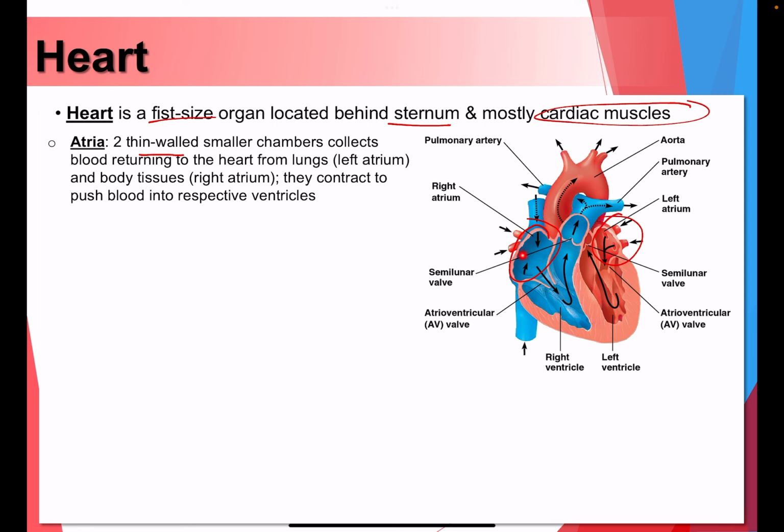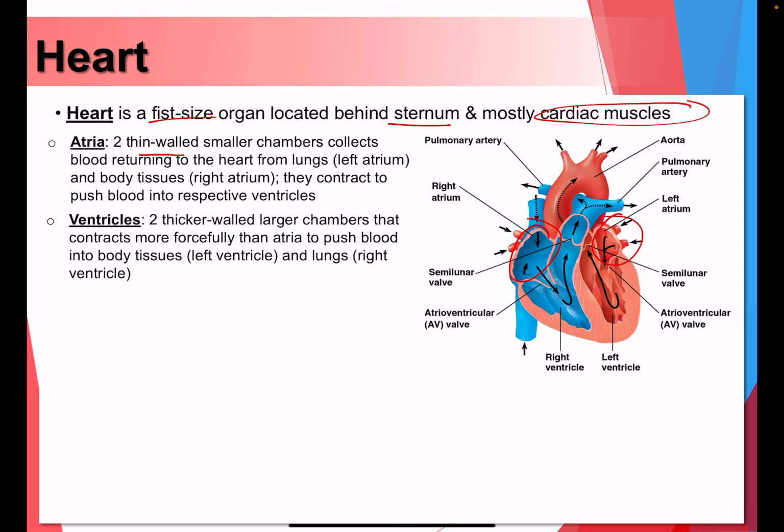So right atrium will go down to right ventricle. It can't cross over to left ventricle. That's a big problem if that's the case. So it goes right atrium, goes straight into right ventricle. Left atrium goes straight into your left ventricle.